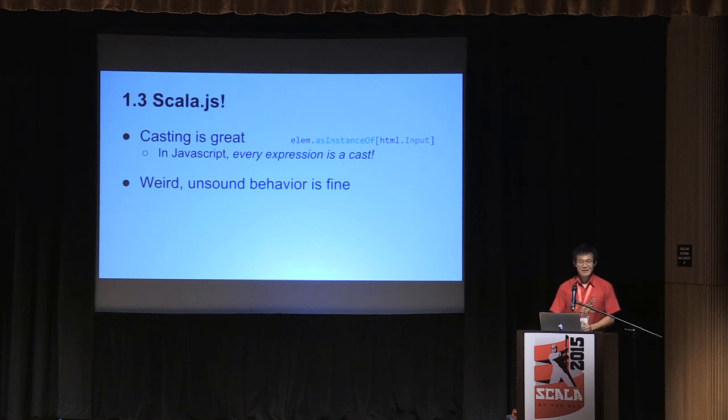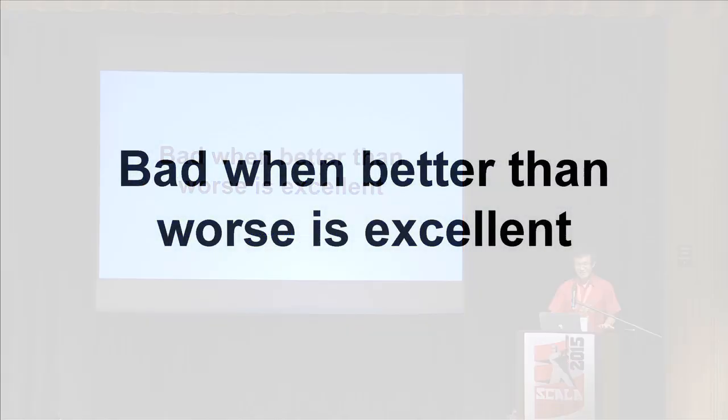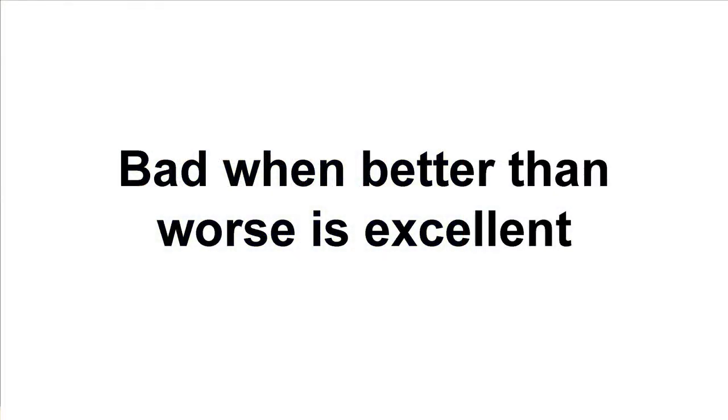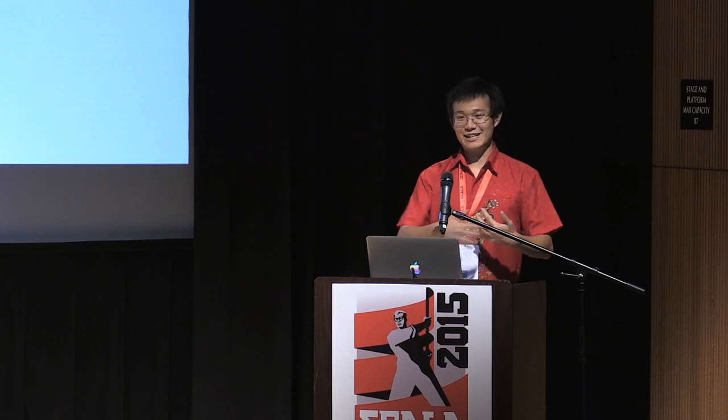Similarly, weird unsound behavior is fine as long as it's less weird and less unsound than JavaScript. And best effort error handling is great because JavaScript does not even make an effort in trying to get you good errors. So what have we learned from Scala.js? What we've learned from Scala.js is that even though it may be bad in some cases, as long as it's better than the worst thing, that's great. So you don't need to be perfect, you just need to be better than what's out there. And in this case, JavaScript is not hard to beat at being not bad.